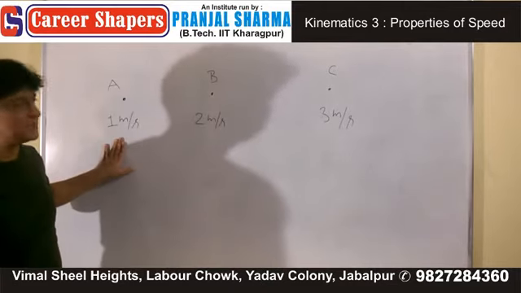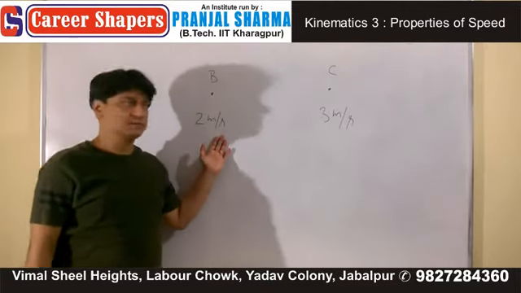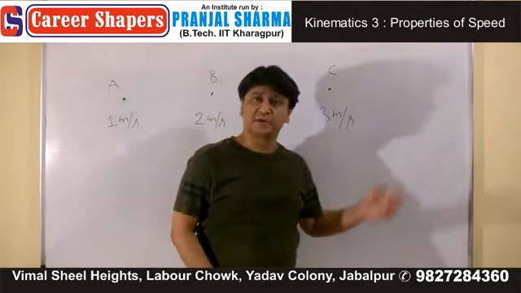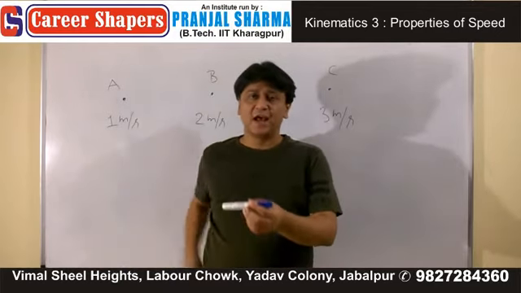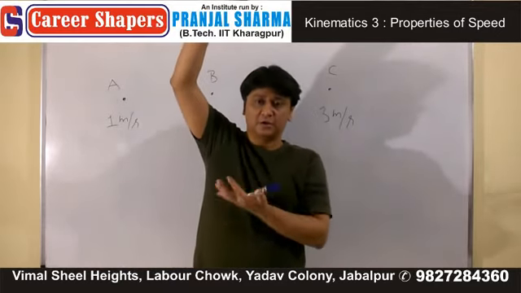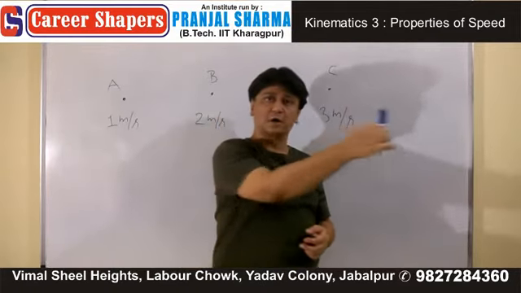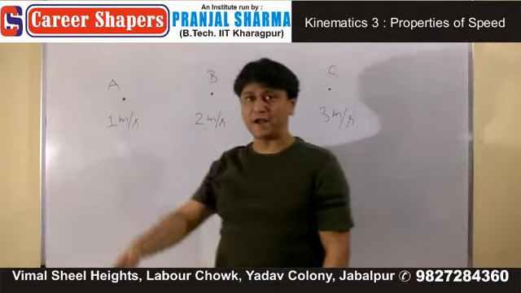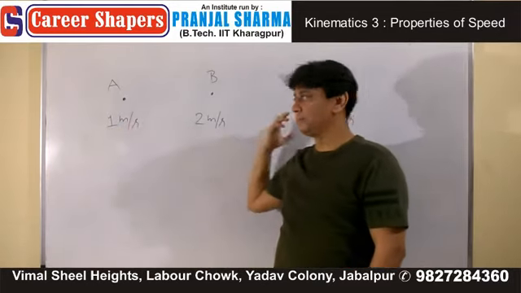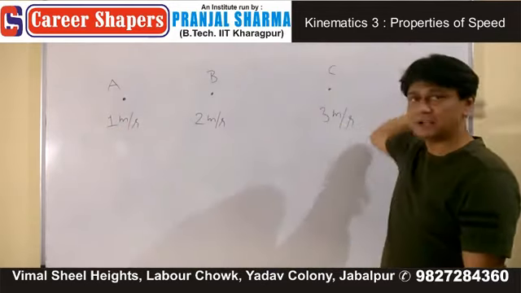A, 1 meter per second. B, 2 meters per second. C, 3 meters per second. A situation like this, as if somebody has dropped this vertical part and defined it in the horizontal direction. Or you have a bike which is speeding up: 1, 2, 3 and so on.